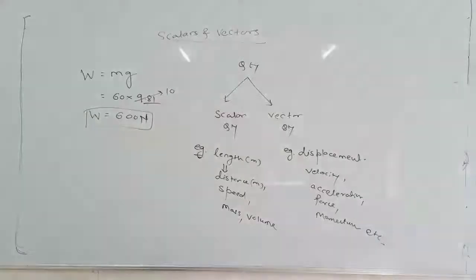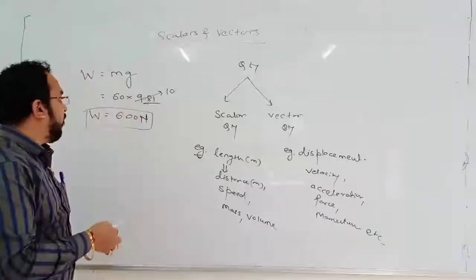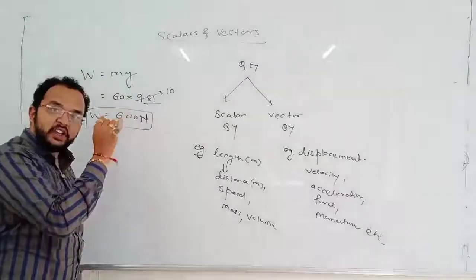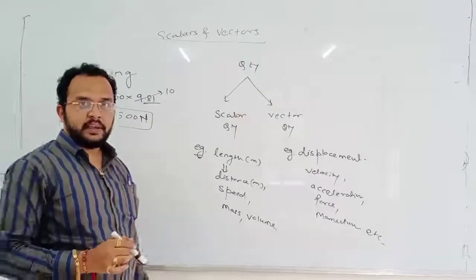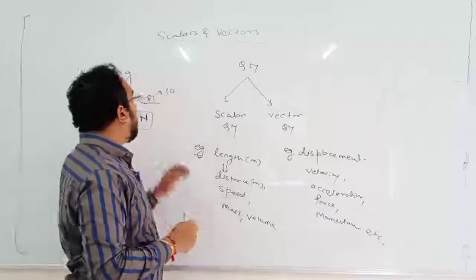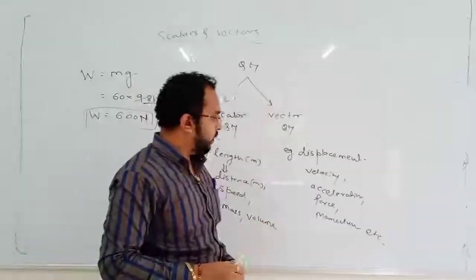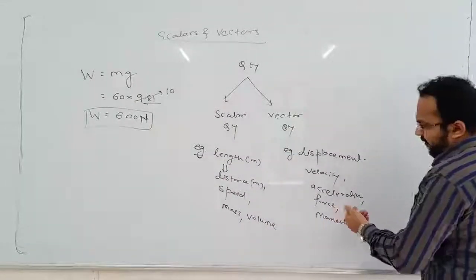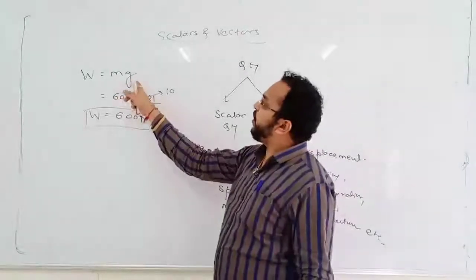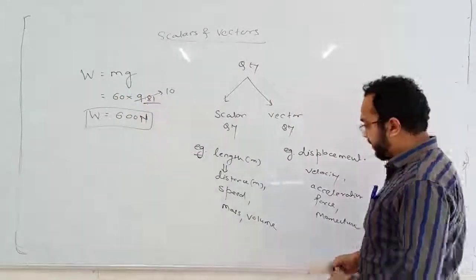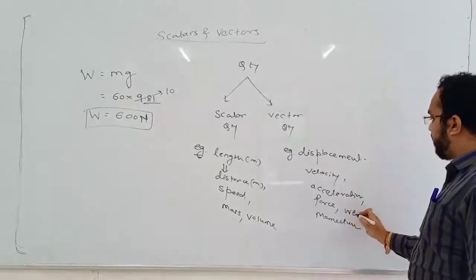Okay, fall on the ground. So that means it has a specific direction. That's why weight is a vector quantity. Weight is nothing but force itself. Why? Mass into acceleration. Force is also mass into acceleration. We can add here weight.